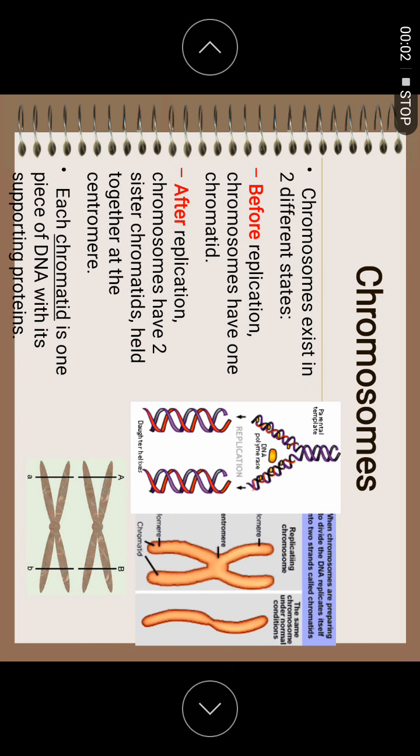Okay, we see the chromosome. Another explanation here related to the chromosome. Before it replicates, the chromosome will have only one chromatid. Before it replicates means before it starts to divide. When it's ready, it will change from chromatin to chromatid. From chromatid, it will replicate itself.